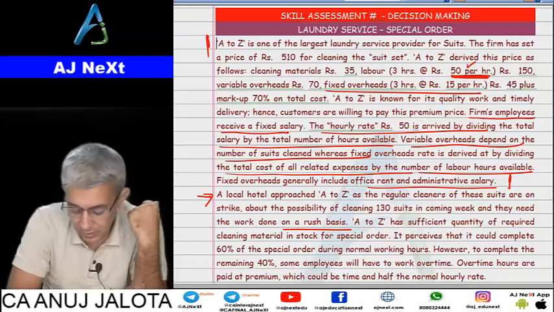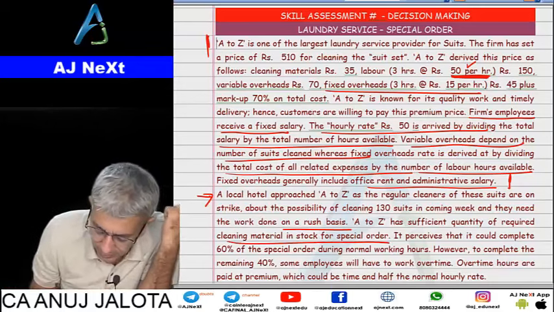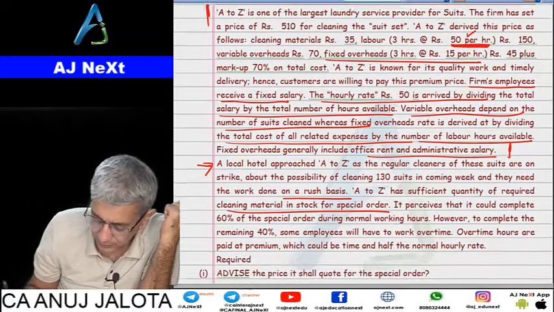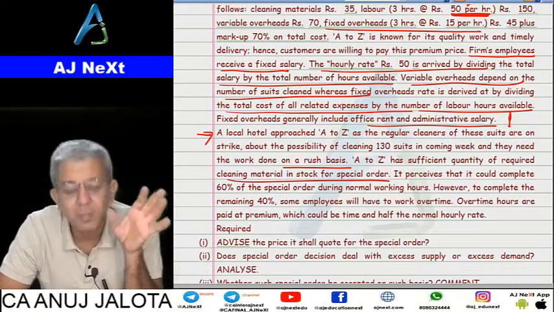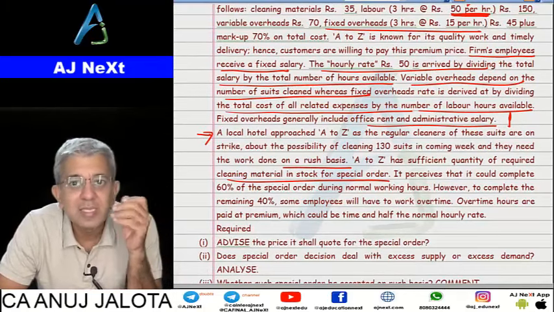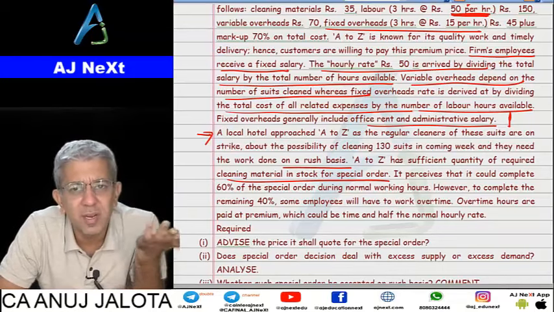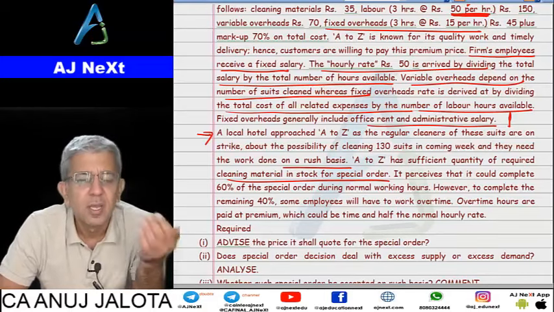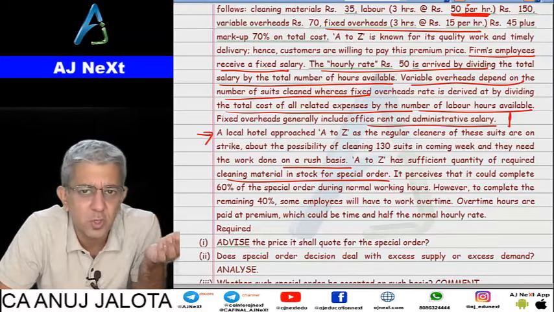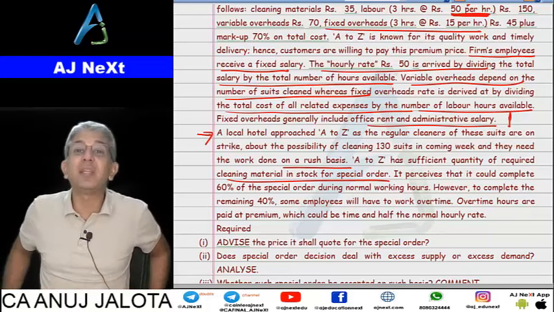Further, A to Z has sufficient quantity of required cleaning material in stock for the special order. So we have enough quantity of cleaning material, but do remember, this cleaning material must be a regularly used stock that we will require for our normal cleaning also. If we use anything for the special order, we'll have to replace it. That's quite obvious. It's not some extra material that was lying with us.